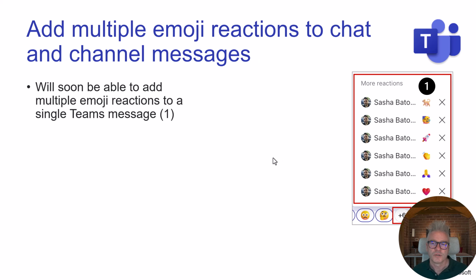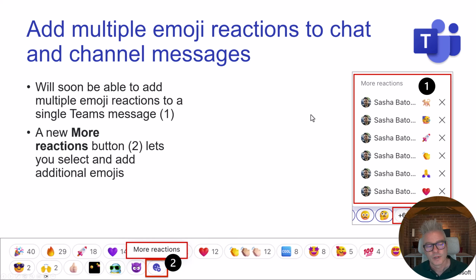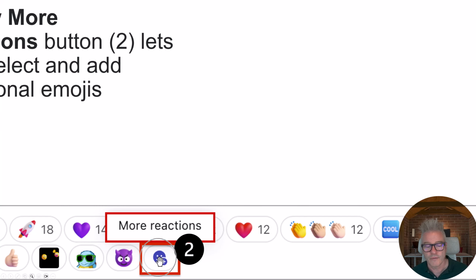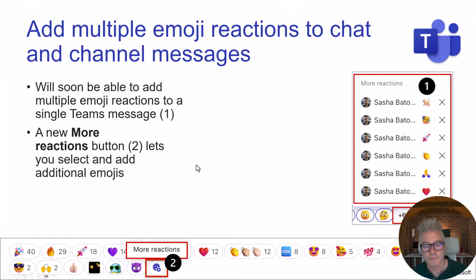Add multiple emoji reactions to chat and channel messages. So you'll soon be able to add multiple emoji reactions to a chat. And you can see here that Sasha really likes this post. And Sasha's put 1, 2, 3, 4, 5, 6 reactions. Sasha really likes this thing. So you get this more button. So let's have a slightly different view, and you can see here, I've added my reaction, and I can add more.